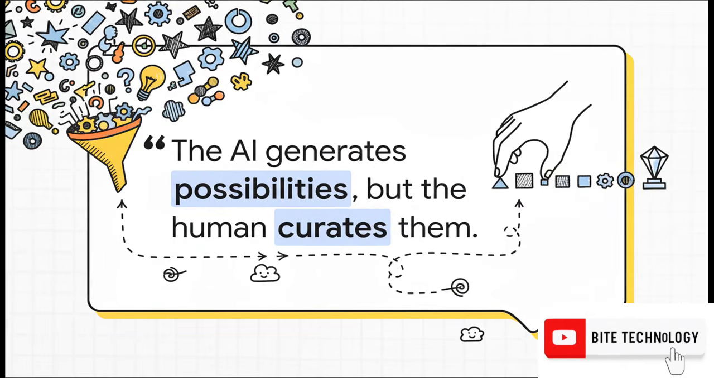This phrase right here, it perfectly sums up the relationship with generative AI. The AI's job is to create this huge range of possibilities based on what you asked for, but it's always the human's job to curate them, to choose, and to refine those possibilities into a final product.